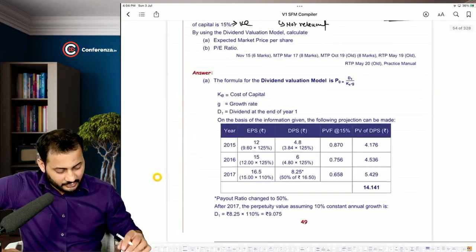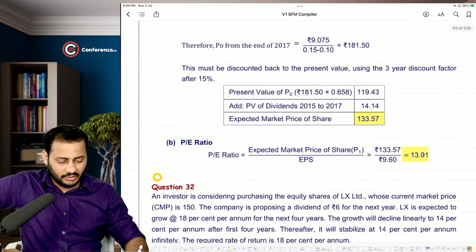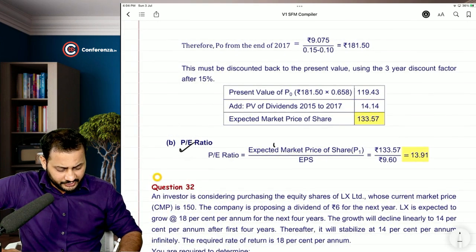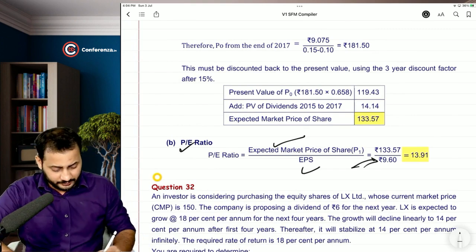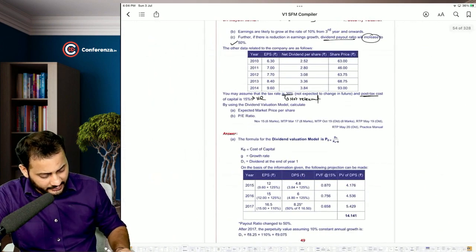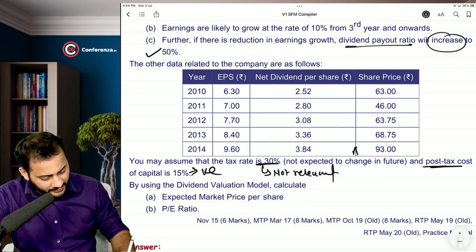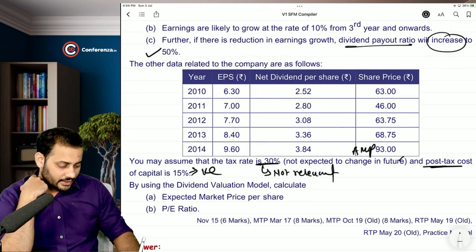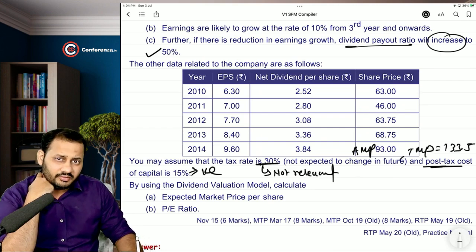So this is 133. Where is 133? 133.57. And how to calculate the P/E ratio, sir? P/E ratio is the market price divided by EPS. EPS is 9.60. This is 2014's theoretical market price. See, in the table given, the actual market price is 93 and the theoretical market price that we have arrived at is 133.5 something.